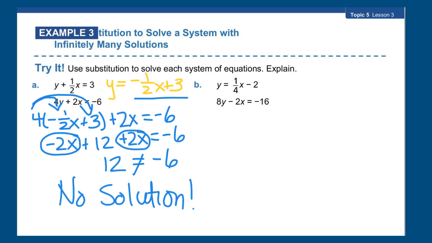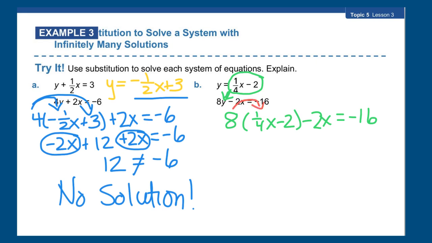All right, for the second one, I'm going to plug this whole thing in right there. I'm not going to use the y. I'm going to take 8, and instead of y, I'm going to put 1/4 x minus 2, and then I'm just going to copy the rest. Minus 2x equals -16. All right, I am going to distribute. 8 times 1/4 x is 2x. 8 times 2 is 16.